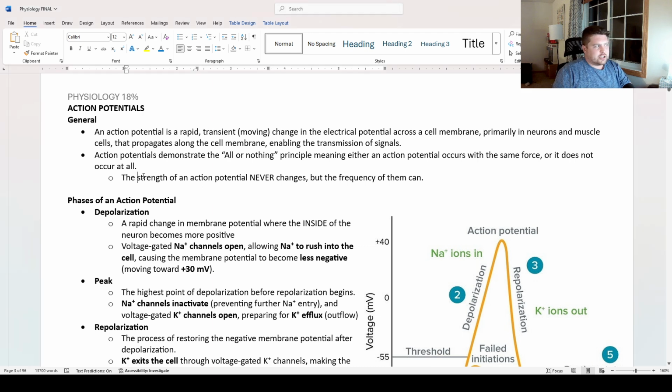And that's what it means: the strength of the action potential never changes, but the frequency, or how many we send in a period of time, can change, and that does impact how our body responds and how we react.